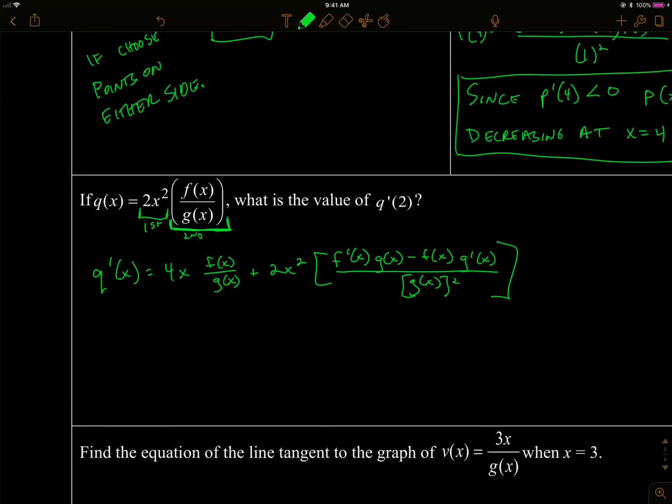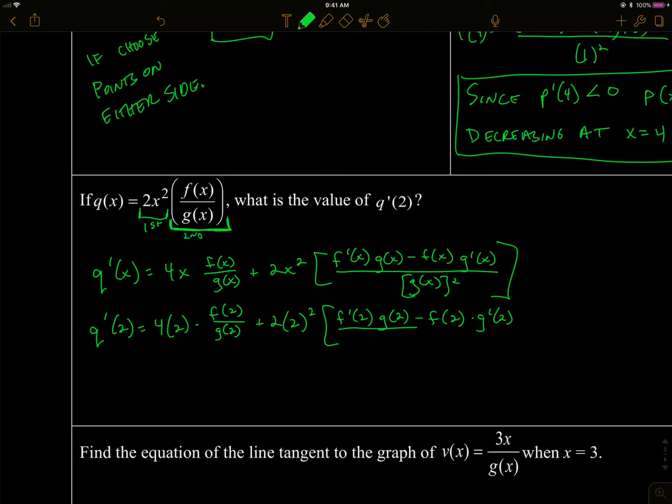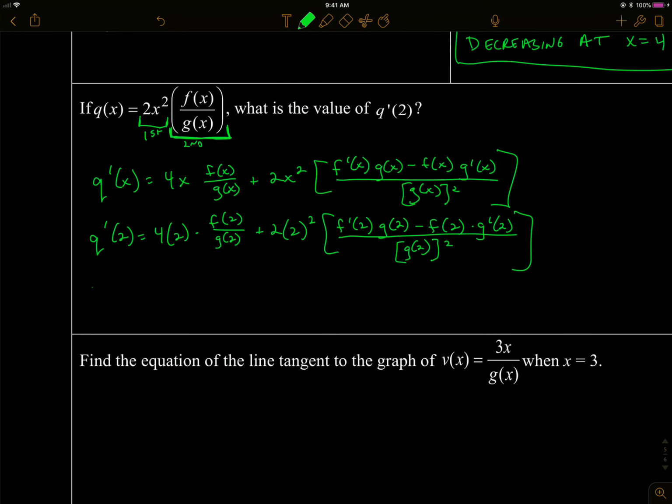All right, so now we're not going to simplify, because they want us to plug in 2. So it's going to be 4 times 2 times f of 2 over g of 2, plus 2 times 2 squared all over f prime of 2 times g of 2 minus f of 2 times g prime of 2 over g of 2 squared. Now I can either simplify the numbers that I can or go get numbers off the table. So I'm going to get 8 times f of 2 off the table.